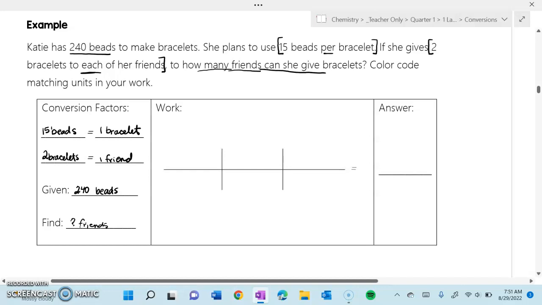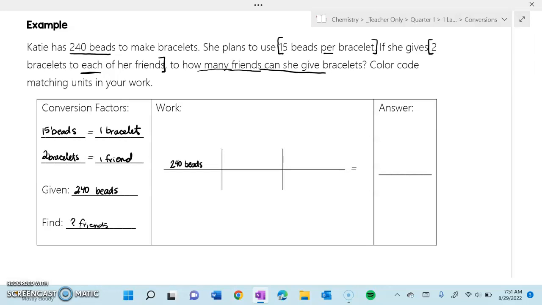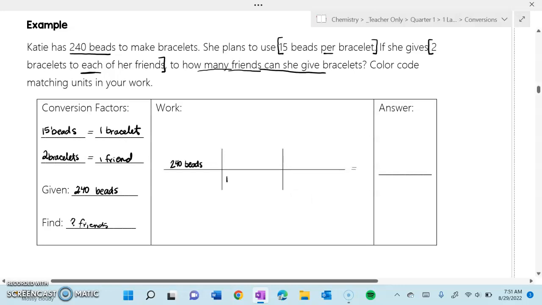Start with that given always first, including the unit in your work so that you can track them and match them. So 240 beads. Then our conversion factor that we'll use first is the beads to bracelets, because it's the only one that has beads in it. We have to match. So we have 15 beads equals 1 bracelet, and we're writing this as a fraction.